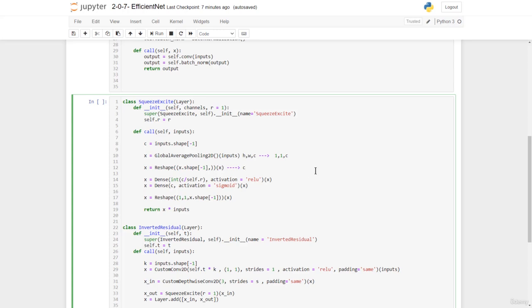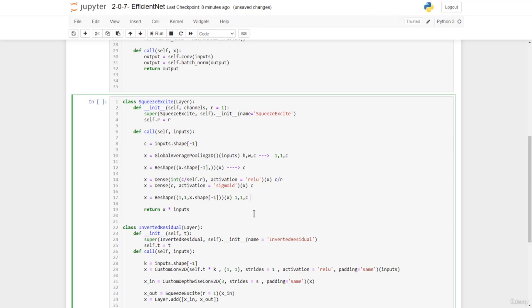And so right here, since we have this output, which is C divided by R, we now take this to C. So this makes our output to be of dimension C. And then in order for us to multiply this output, that is each of these channels, with the inputs, that's this input right here, we need to reshape this X, which has this dimension C, into a 1, 1, C dimension.